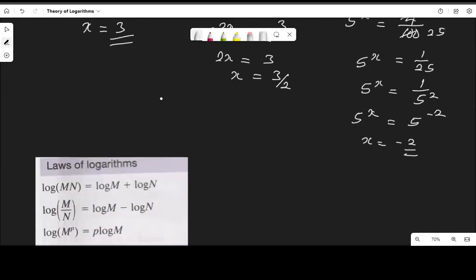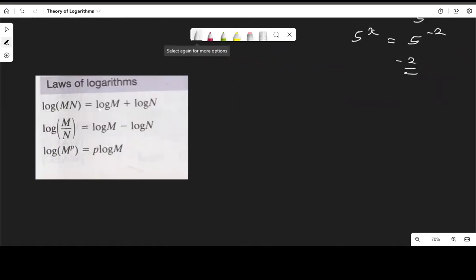Let's move on to the laws of logarithm. The first law says log of m times n is equal to log m plus log n. In other words, if I have log of m multiplied by n to base a, or to any base for that matter, it is log m to base a plus log n to base a.